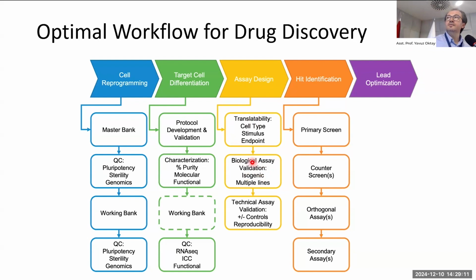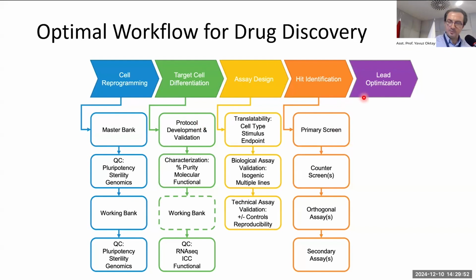Then you must validate this assay in isogenic cells, also in different lines. So one line is not enough. And then there's technical assay validation where you basically look for positive and negative controls and reproducibility. So these are really important. And when you do a drug screen, you do the primary screen and you perform counter screens followed by orthogonal assays and secondary assays. So this may be more common to other types of cellular models, but still needs to be done.